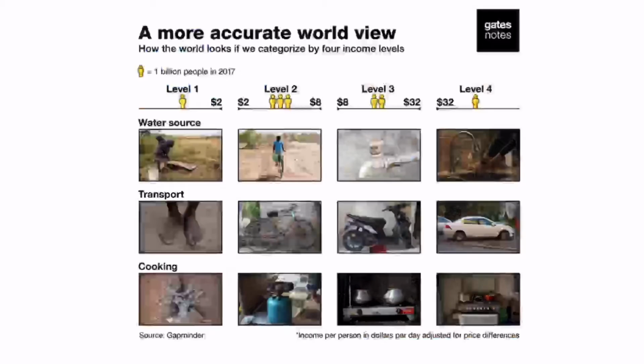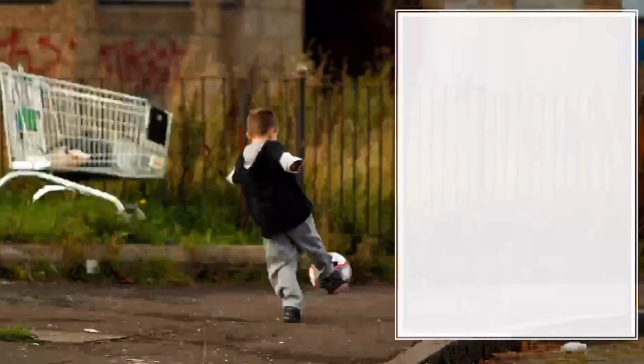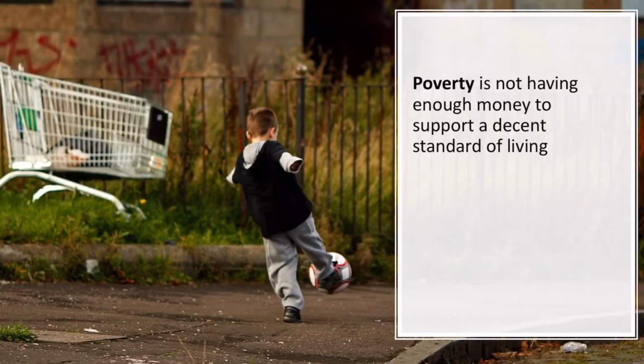In $32 a day, you've got a cooker, where you're using firewood under $2 a day. So the income and what it actually enables you to have is really important for understanding social inequality and standard of living. We also need to think about standard of living in terms of what poverty means. So poverty means that you don't have enough money to reach a decent standard of living. And obviously, standard of living in the UK would vary differently from if I was in a country like Malawi.